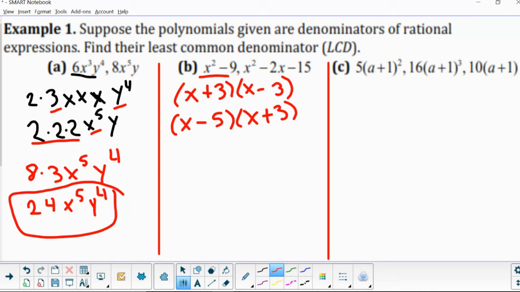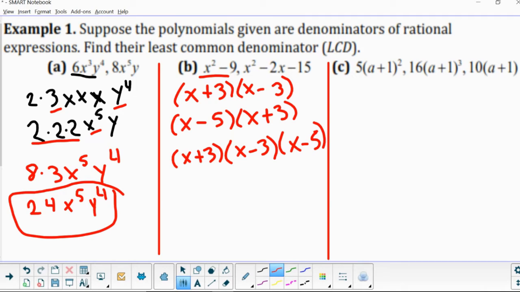So now we have to go through and look for what they have in common and which one has the most of what and all that fun stuff for our least common denominator. So we're just going to start off with the x plus 3's. Well, they both share 1 x plus 3. Now, so we took care of that, and the one on top has an x minus 3. And then the one on bottom here has an x minus 5. So that would be our least common denominator for that problem.